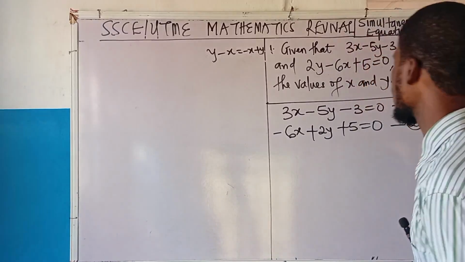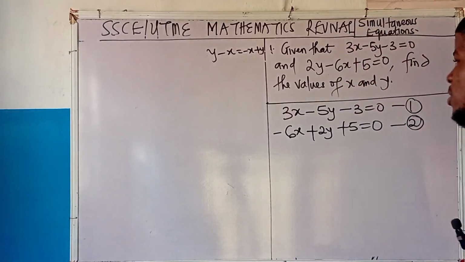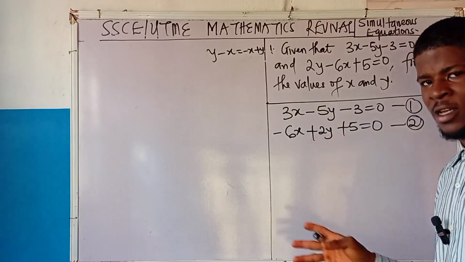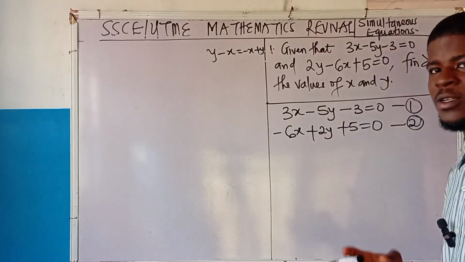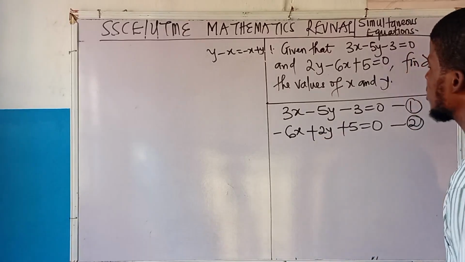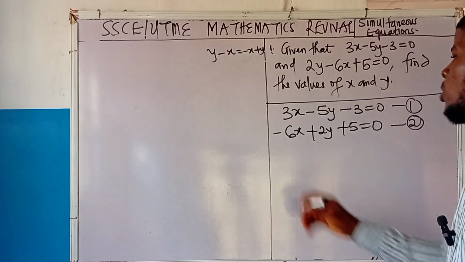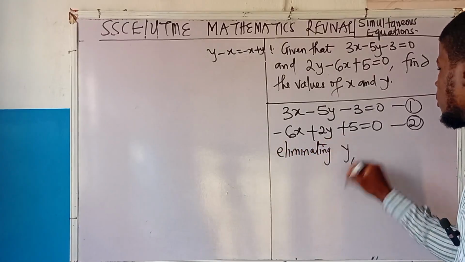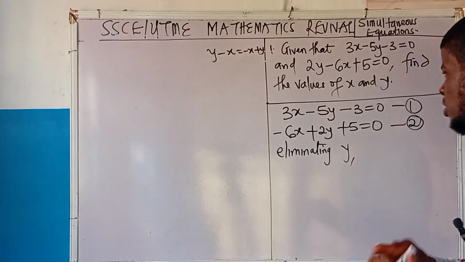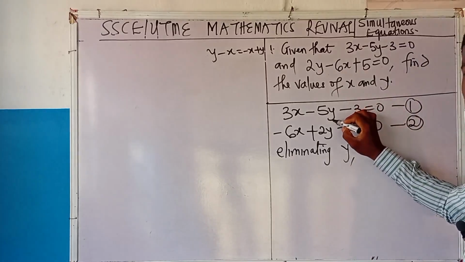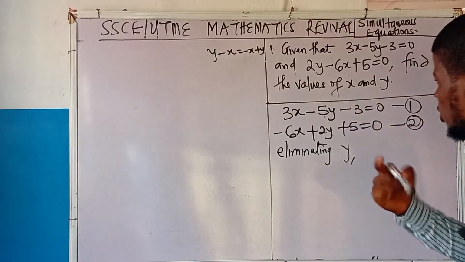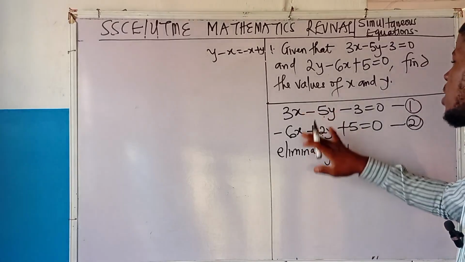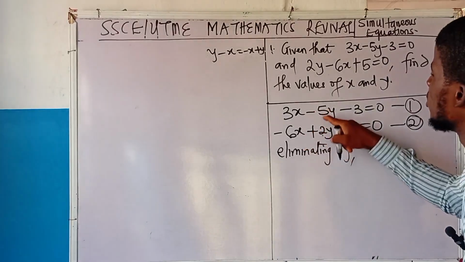Now look at the board. The idea of elimination is this. I want to solve by elimination, right? I can either eliminate x or eliminate y, depending on my choice. But let's say I want to eliminate y. Eliminating y involves this. The coefficient of y in the first equation is 5. In the second equation, it is 2. We are not concerned about the sign for now. This is 2, this is 5.